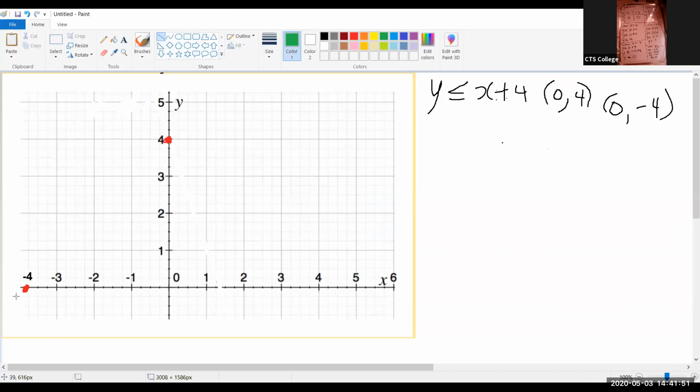So we're drawing a straight line, right? It must pass through the points. Now let us determine which side of the line we're shading. Now, which region will satisfy the inequality? The less than or the more than? Which region are we looking at? Are we interested in the less than region or the more than region? The less than region, because the equation is y is less than or equal to x plus 4.